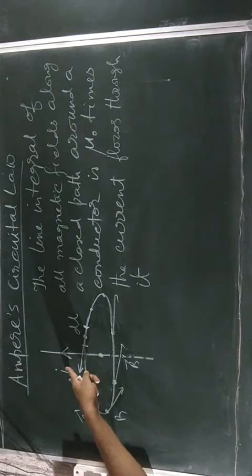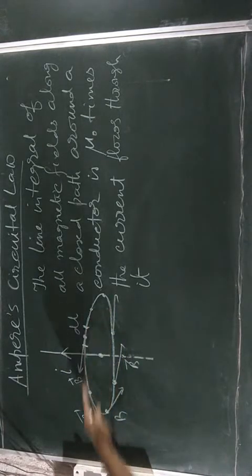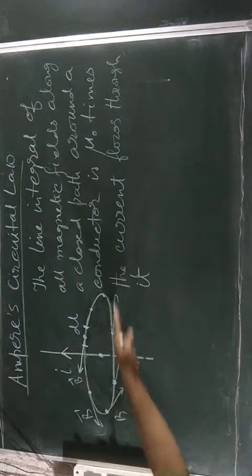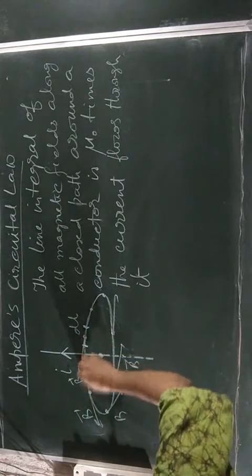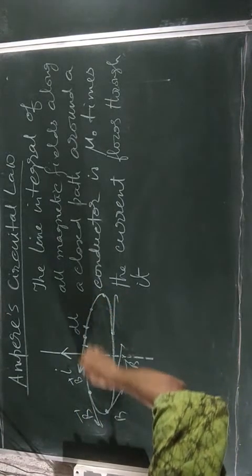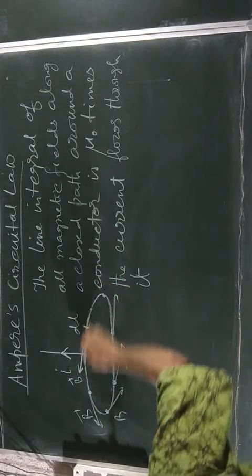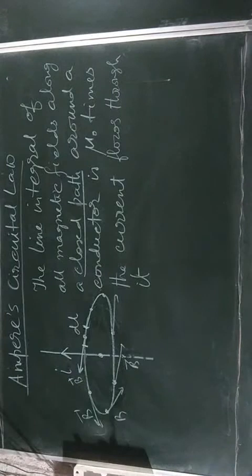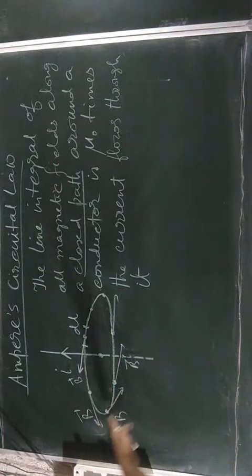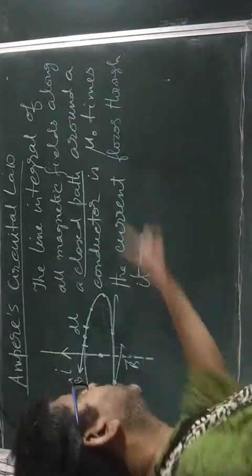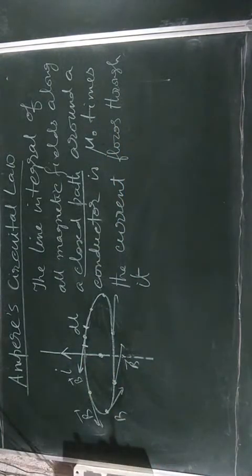carries a certain amount of current, and all the magnetic fields produced around it, if joined together, produce a closed path, and this one, the closed path. So the summation of all those magnetic fields will be mu naught times the current, this current.